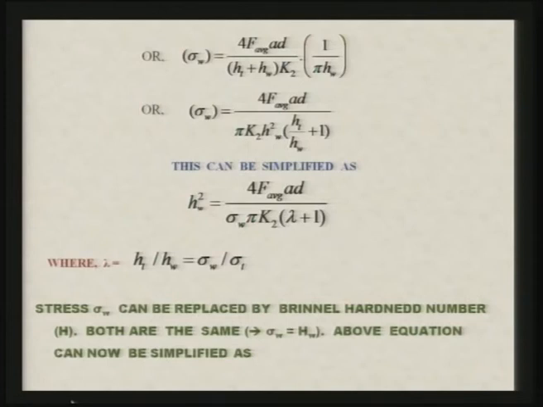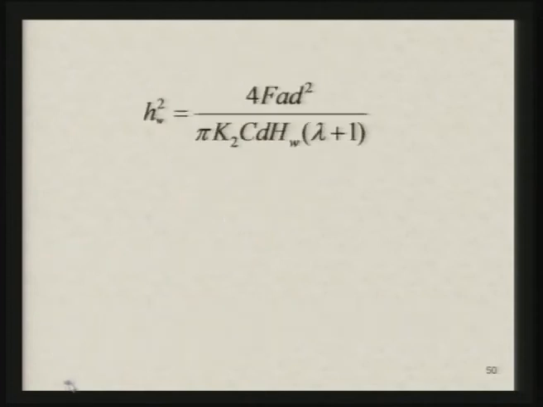The above equation can now be simplified as h_W squared is equal to 4 F A d squared divided by pi K2 C d H_W within bracket (lambda plus 1).